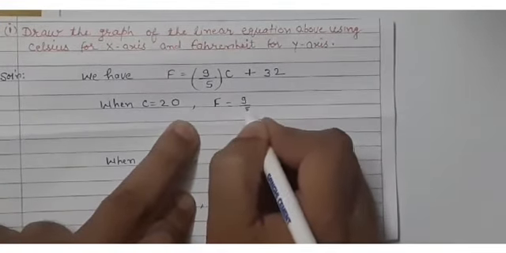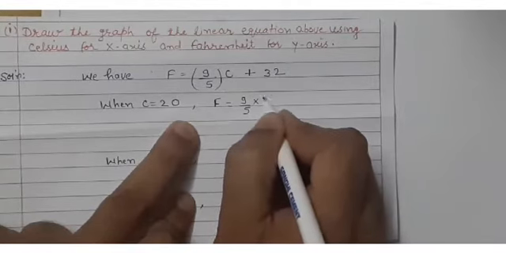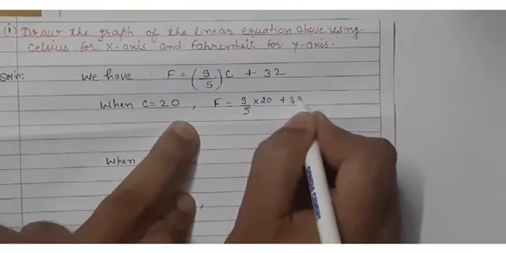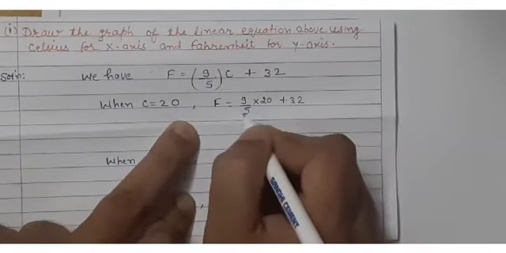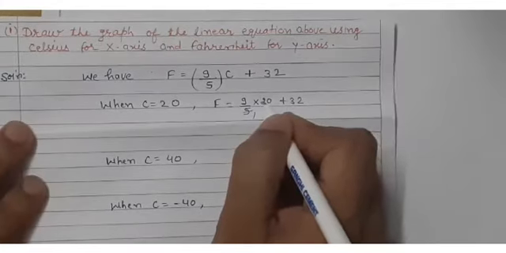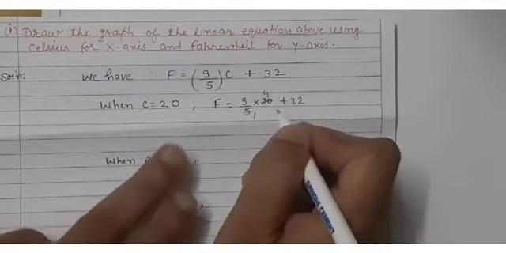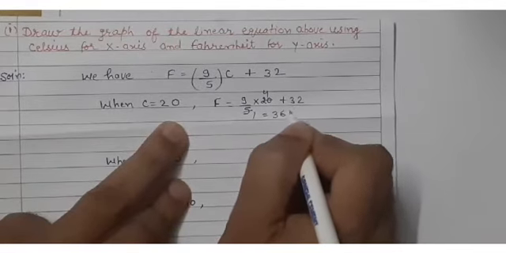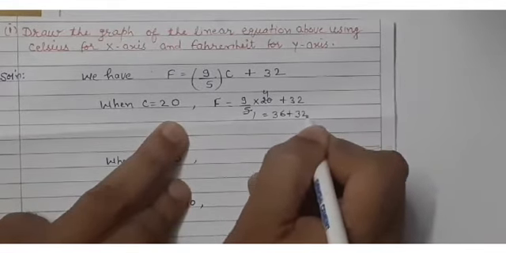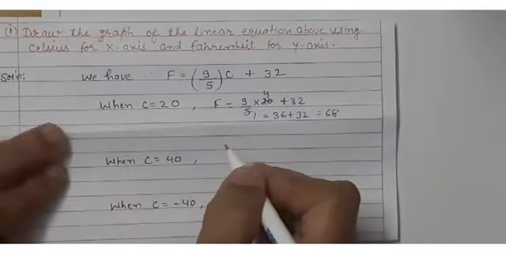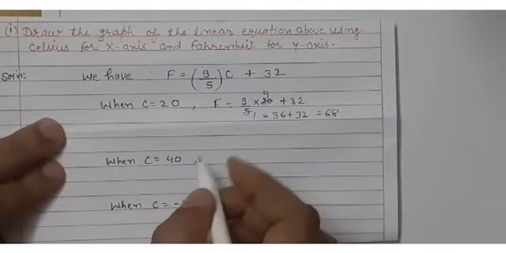9 upon 5, in place of C I am putting 20 degree Celsius, plus 32. Okay, so 5 1 are 5, 5 4s are 20. Okay, so 9 4s are 36, 36 plus 32, this will become 68. Okay, now second value I am taking 40.